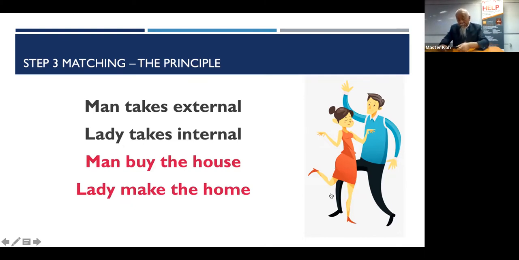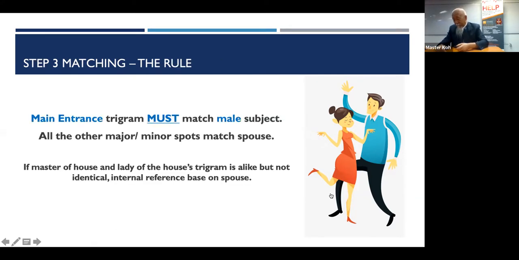I'm not saying that they will guarantee divorce. Sometimes the husband and wife are the same, and they're okay. So therefore, the rule here is men take the entrance trigram. It must match with the male subject. Only the male subject takes the trigram for the door, and all the other major and minors must match with the spouse. So the wife will take the balance.